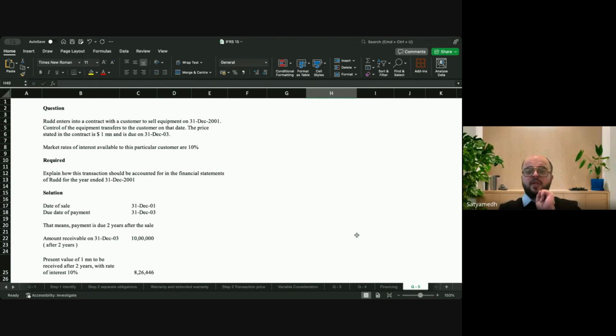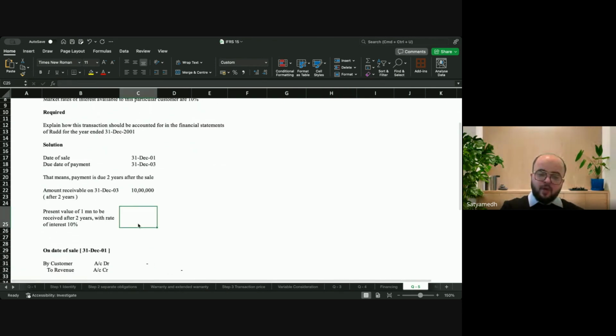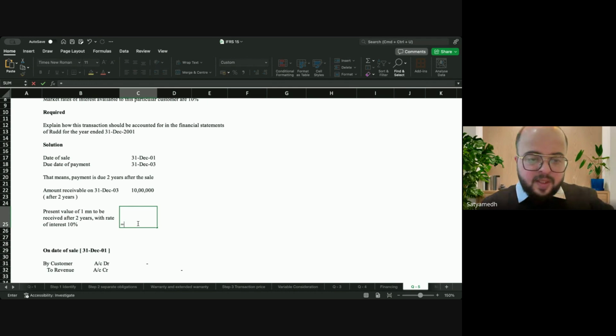Amount is payable on 31st of December 2003. Sale has happened on 31st of December 2001. So the amount is payable after 2 years. The seller is offering the facility of delaying the payment. Naturally, there is a significant financing component. But here, when you are calculating the present value, how will you do it? Present value is this into 1 upon, what is the rate of interest right now? 1 upon 1 plus 10% raised to 2.